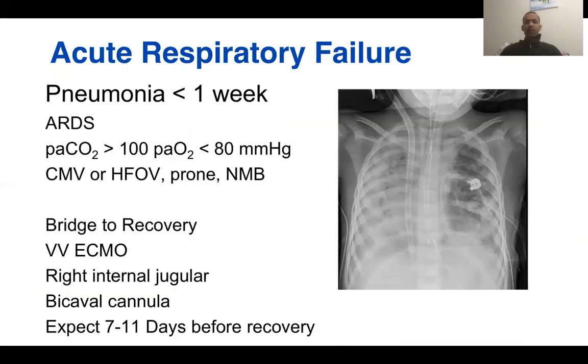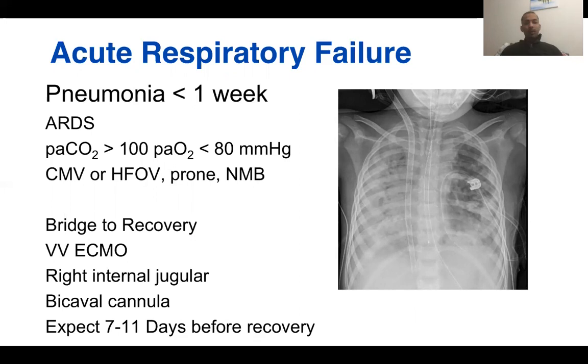Classic example would be a pneumonia of less than 1 week, that actually goes along with the definition for ARDS, where it's an acute illness. ARDS is an inflammatory condition, an exaggerated hyperinflammatory response to either an infectious or a non-infectious cause of injury to the lung architecture.